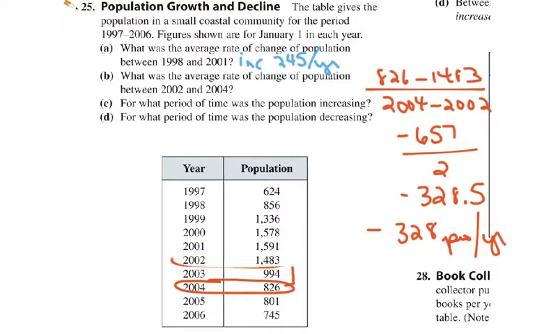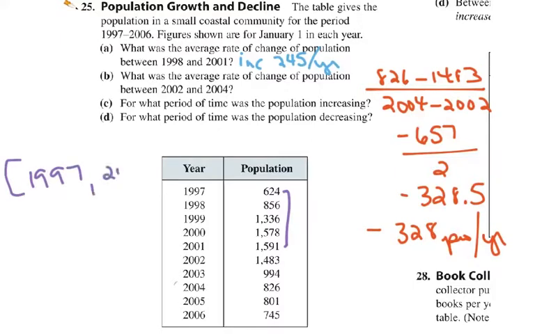Then, the next question says, for what time period was the population increasing? So I'm going to look back at the table, and I notice that from here to here, the population increased. So it increased from 1997 to 2001. That was called an interval of increasing and decreasing. The intervals of increasing and decreasing only ever refer to the x coordinates, and this is x and this is y.